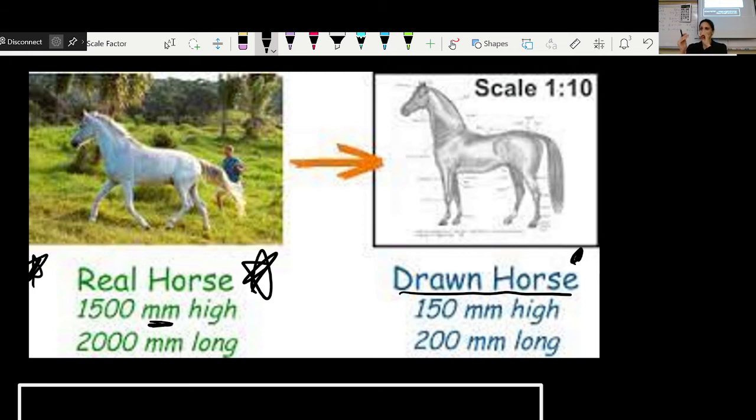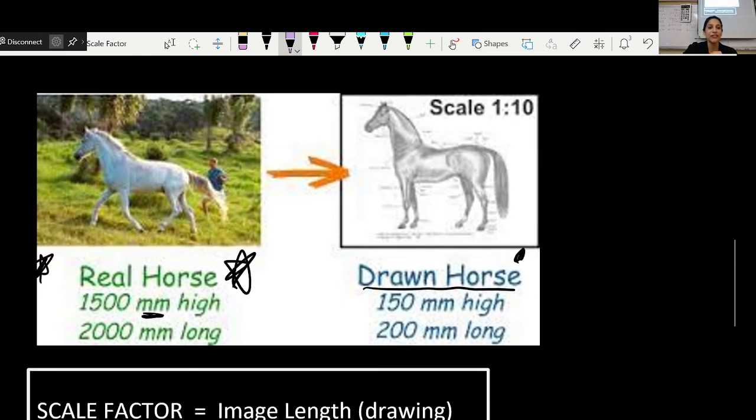The image, does it make sense to measure it in millimeters? It's like a little diagram on a picture, and that is 150 millimeters high and 200 millimeters long. So the reason that they've given the measurements for the real horse in millimeters is so that we can make that comparison. If we are going to make the comparison between the real and the image, looking at scale factor, we need the same units, which is millimeters in this case. So that's the first thing. If it's given to you in different units, your first job is to convert it to the same units. Good?